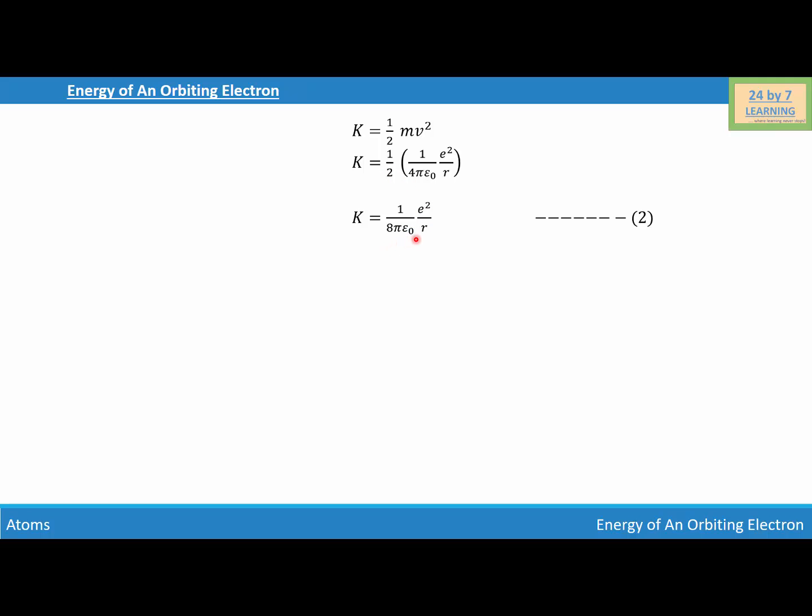Let this be the second equation. And the potential energy of the electron is given as U is equal to negative 1 over 4 pi epsilon 0 e square over r. And let this be our equation number 3.